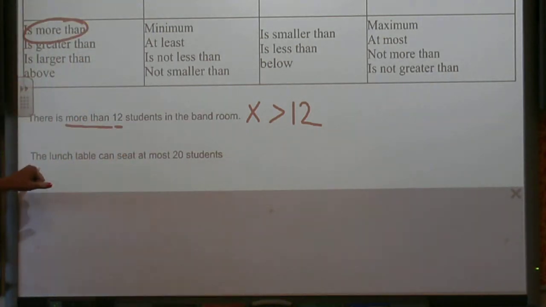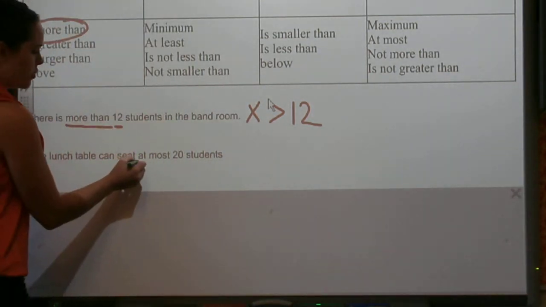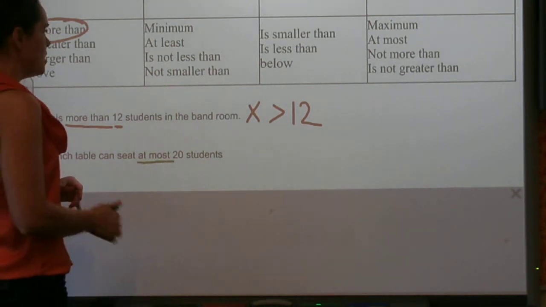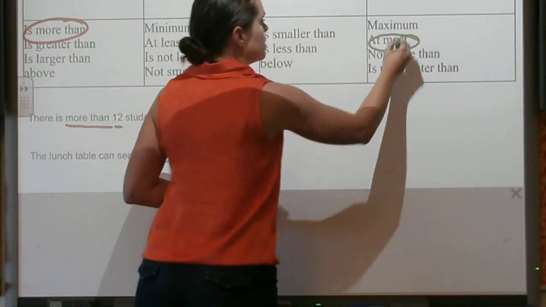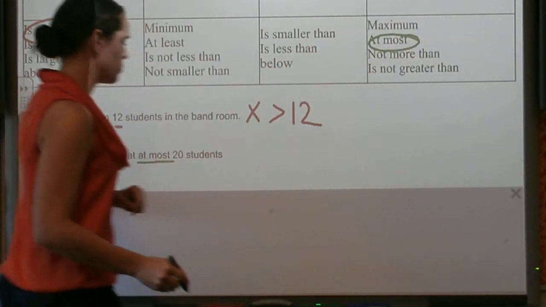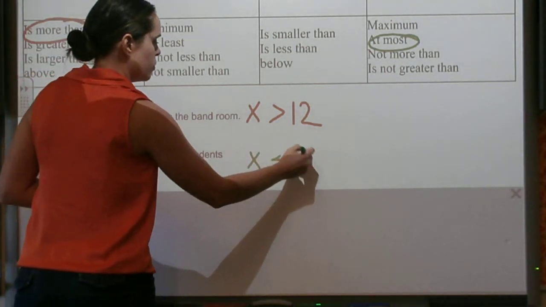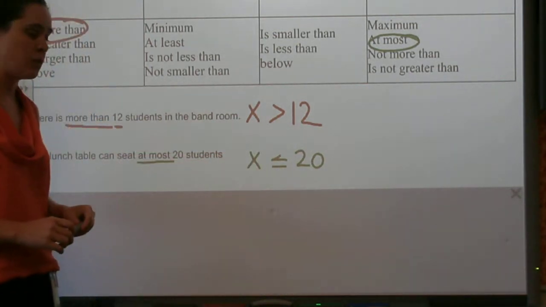The lunch table can seat at most 20 students. So I have my key term at most, and my value is 20. I don't know how many there are, but I know that at most there can only be 20. So I'm going to look up here at my chart, and I'm going to find the terms at most. So it goes with the less than or equal to symbol. So X is less than or equal to 20. So our inequality for the lunch table can seat at most 20 students is X is less than or equal to 20.